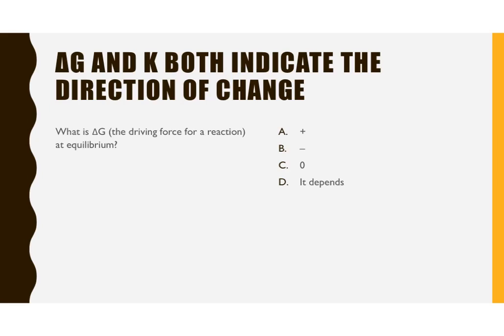All right, so delta G also tells us how much products may or may not be favored in a reaction. So remember that if delta G is negative, that is a spontaneous reaction, and any spontaneous reaction favors product. And the more negative it is, the more products are favored.